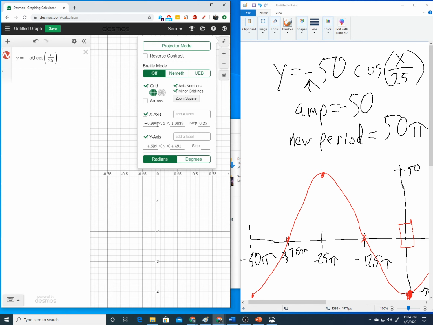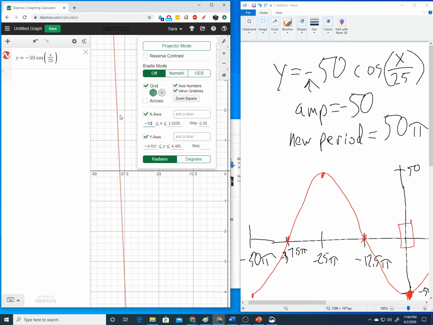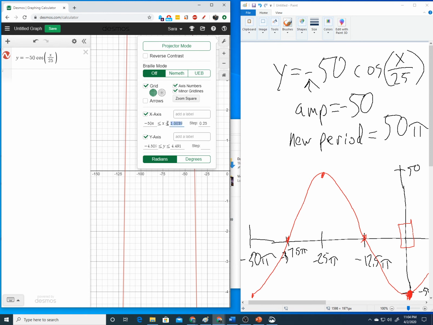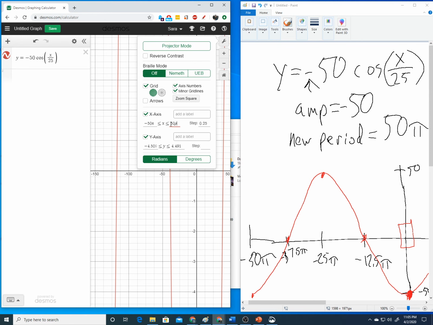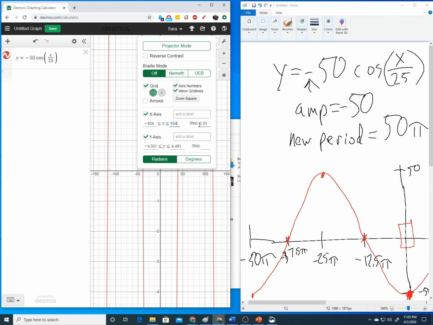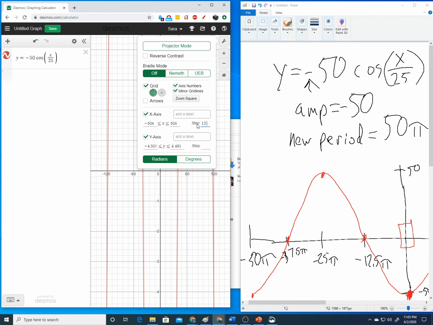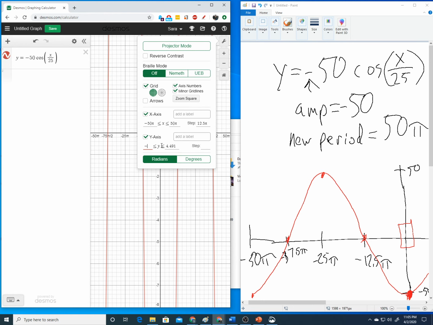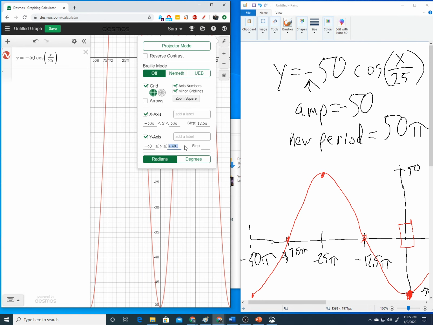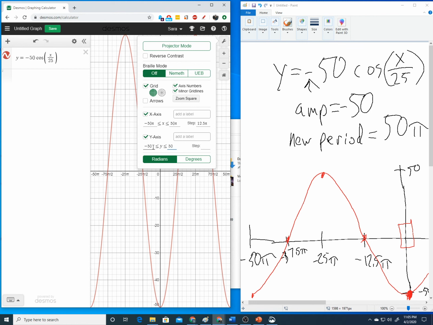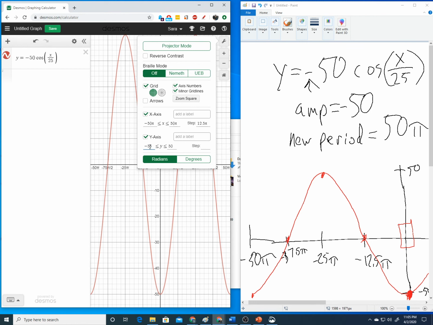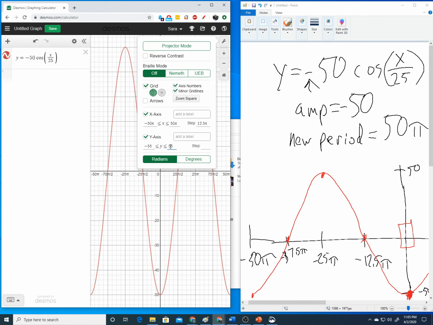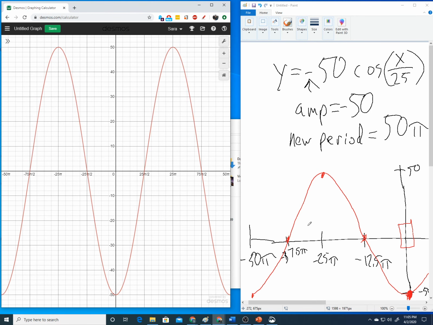So I come over here. I went from negative 50 pi up to 50 pi. And I stepped by 12.5 pi. My y's, I took those from negative 50 to 50. And again, I like to go a little bit beyond, so on this one I'm going to say negative 55 to 55. Okay, and let's see how I did.